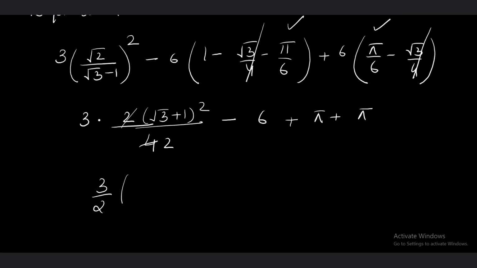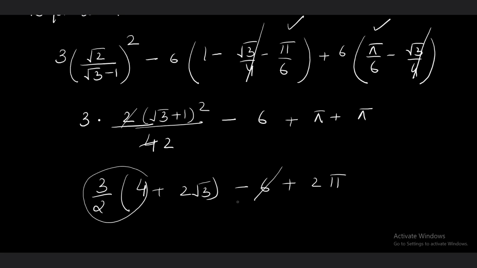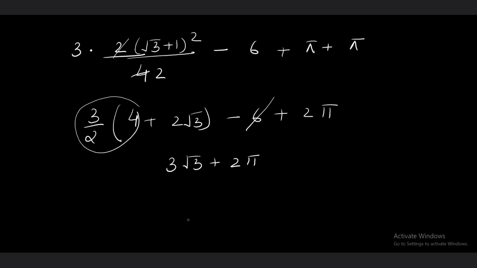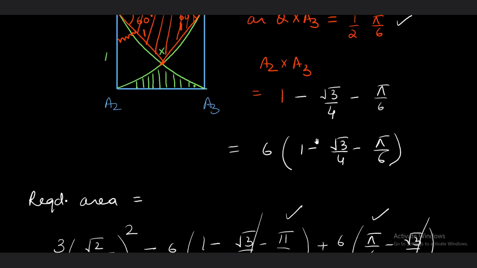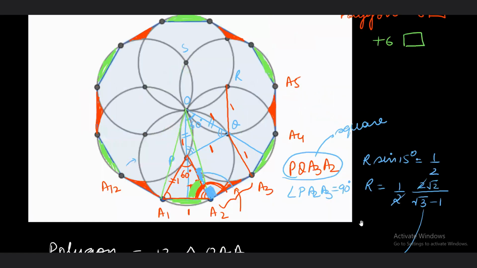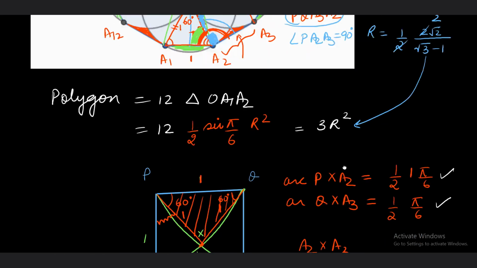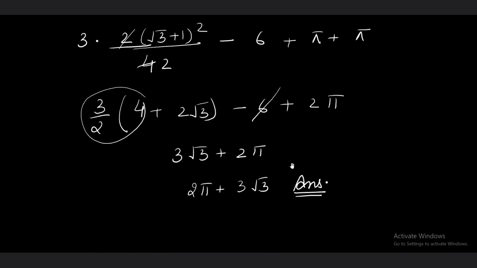Let's move ahead. What do we have? We have here 3 by 2. Root 3 plus 1 whole square turns out to be 4 plus 2 root 3. And then we have minus 6 plus 2 pi. Right? This is what we are getting. Now we have to simplify this one. How are we going to simplify it? You can see that this is actually 6, which can be cancelled from this one. And then we are left here with 3 root 3 and plus 2 pi. Or you can say that finally the area of the region which is covered by all the 6 circles is turning out to be 2 pi plus 3 root 3. So here is the answer to the beautiful question, the beautiful circles that we have traced. And the final answer that we are getting for the area covered by all these 6 circles is turning out to be 2 pi plus 3 root 3.